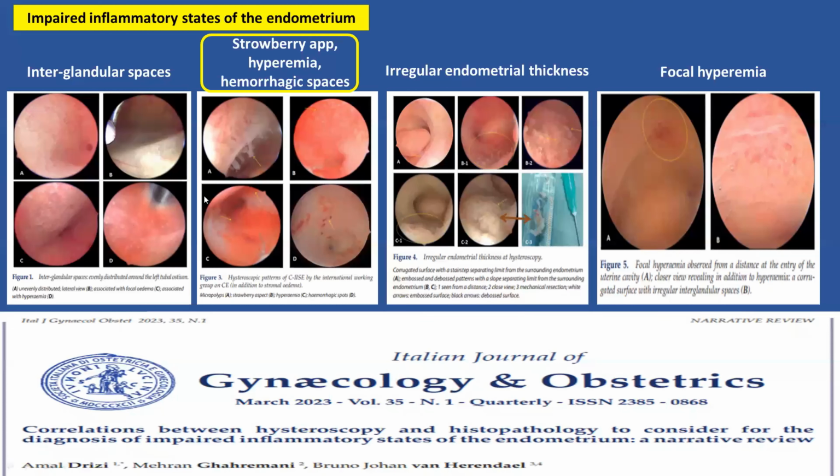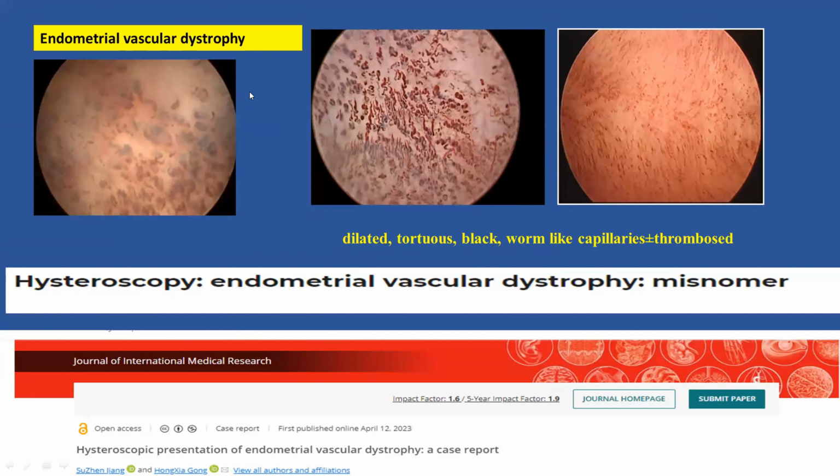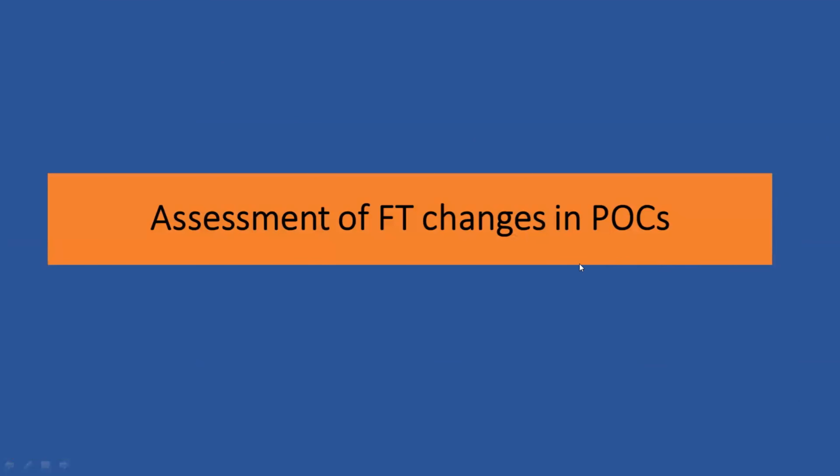And these are some publications on the impaired inflammatory status of the endometrium with strawberry appearance with hyperemia and thickening. And these are some studies on abnormal vasculature of the endometrium, which has been mentioned to be dystrophy, with scanty publications on this topic. Now, what about the fallopian tubes?